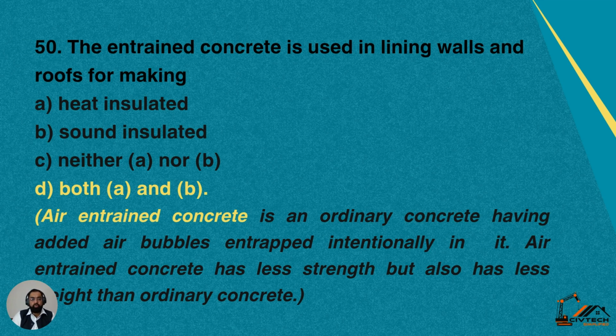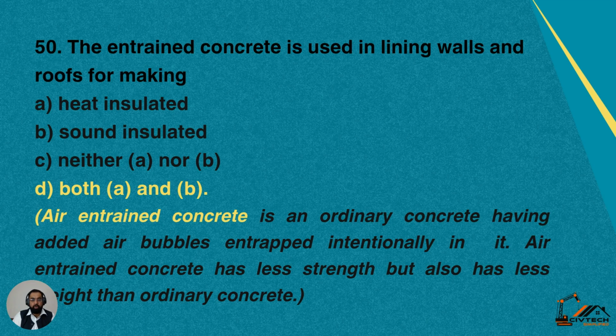Question number 50. The entrained concrete is used in lining wall and roof for making number A, heat insulated. Number B, sound insulated. Number C, neither A nor B. Number D, A and B. Yes, the entrained concrete is used in lining and roofs for making it heat insulated and sound insulated. So option A is correct, B is correct. So here we have an option D which says that both A and B. So we will take option D as correct.